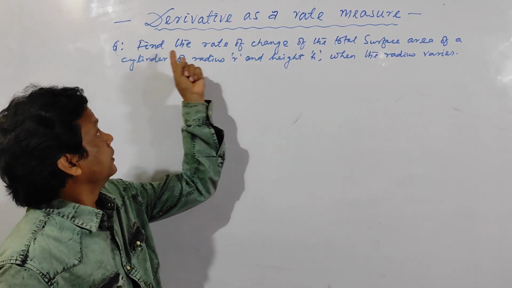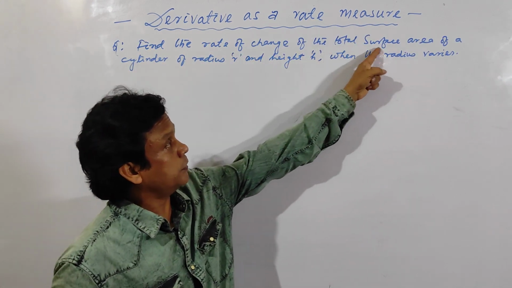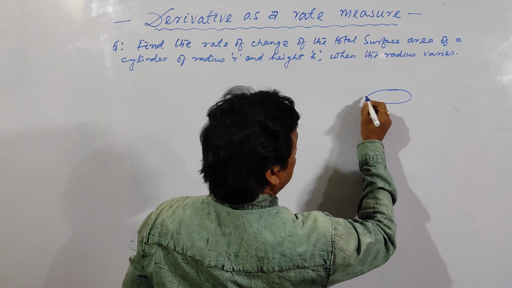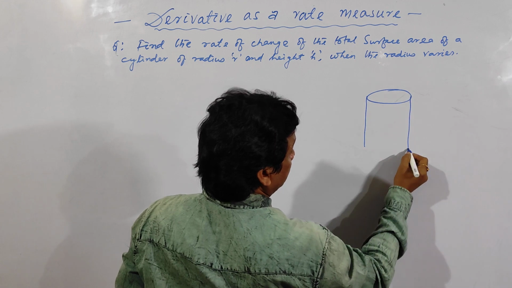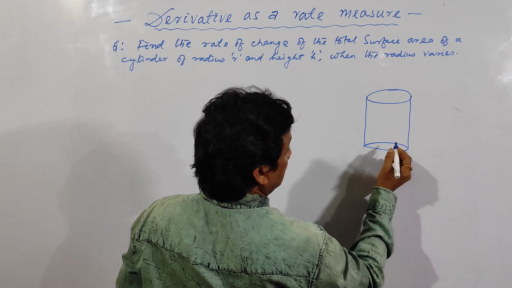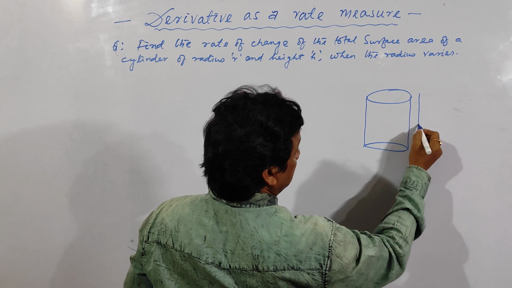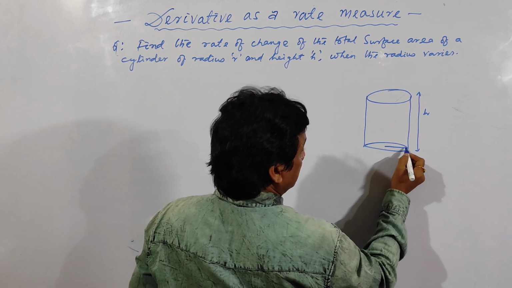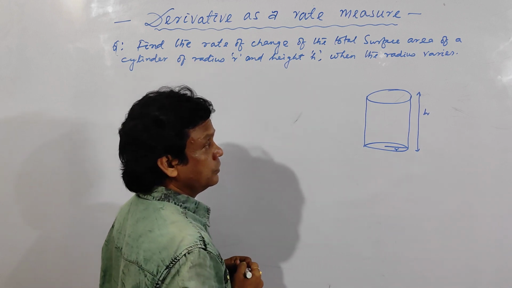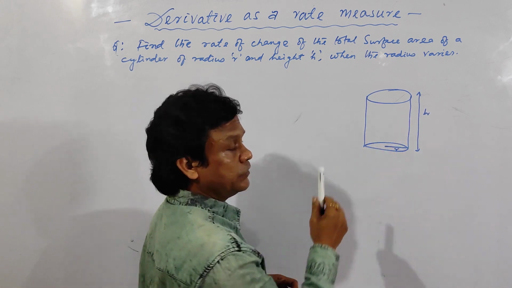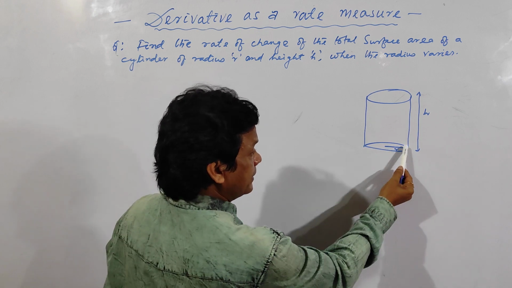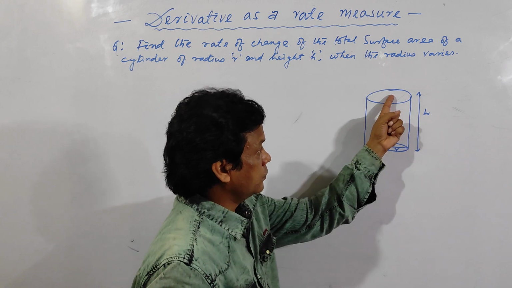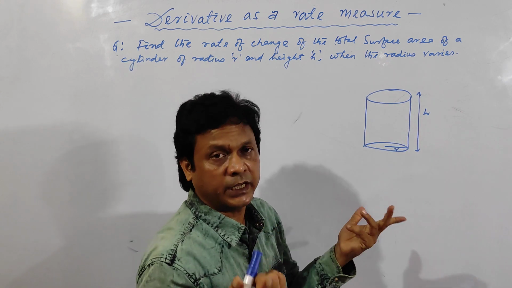See here. You want to find out the rate of change of the total surface area of a cylinder. So this is the cylinder. See here. Let h be the height of the cylinder and r the radius of the cylinder. So the curved surface area is 2 pi rh, and the area of the circle is pi r square, this one is pi r square. So pi r square plus pi r square plus 2 pi rh.